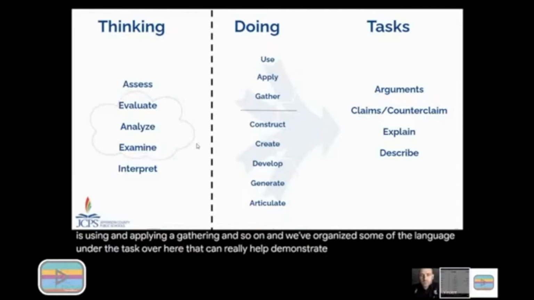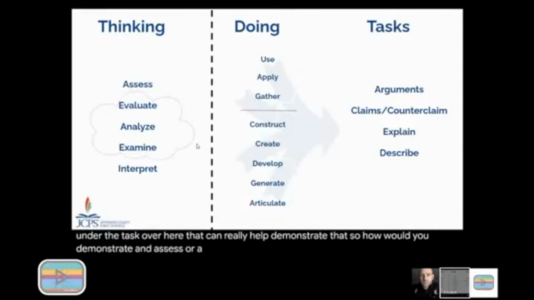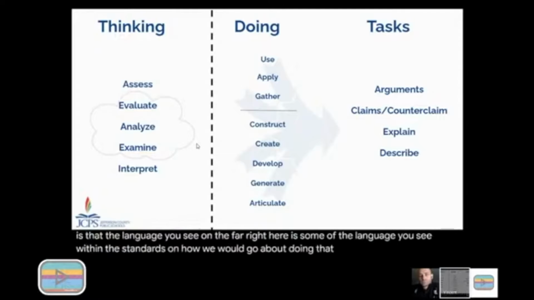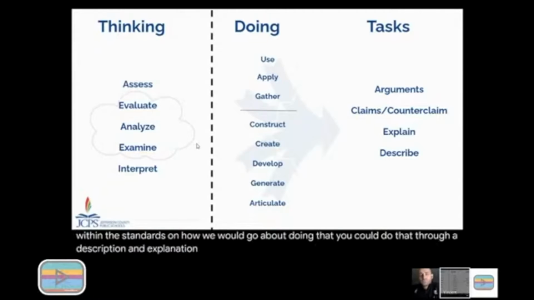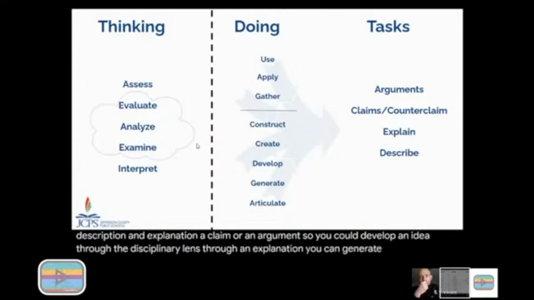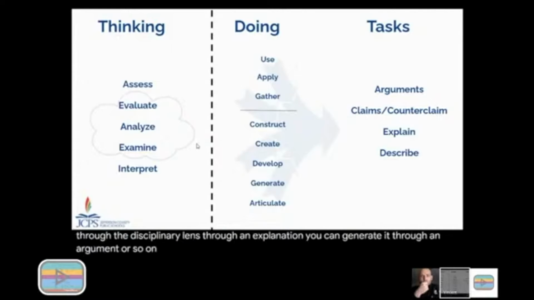So how would you demonstrate and assess or analyze or create or develop? Our position with our rubric is that the language that you see on the far right here is some of the language you see within the standards on how we would go about doing that. And you could do that through a description, an explanation, a claim, or an argument. So you could develop an idea through the disciplinary lens, through an explanation. You can generate it through an argument or so on. The tasks are really how the student would be demonstrating that knowledge and that way of thinking.